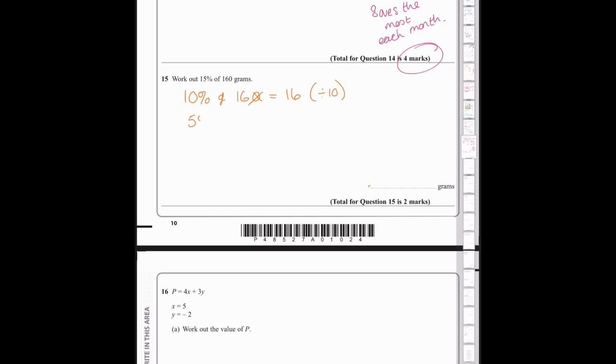Now, to find 5%, well, 5% is just going to be half of this, because 5 is half of 10, so that's 8. And altogether, this 10% and this 5% make 15%. So we just need to do 16 add 8, which is 24. All right. So, moving on then.